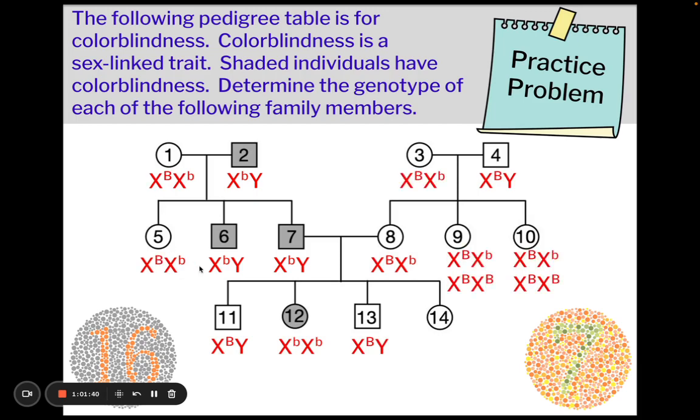Okay? This one, number 5, we know she's a female, because 2 X's, right? And she's a circle. She's not colorblind. However, she is a carrier. Okay, and that's because dad could only give her an X with that recessive allele. So she has to be a carrier.